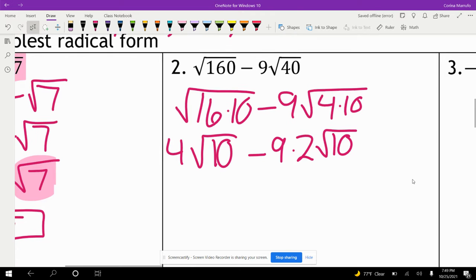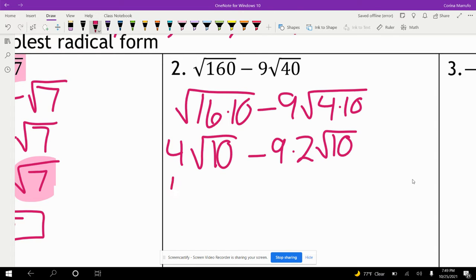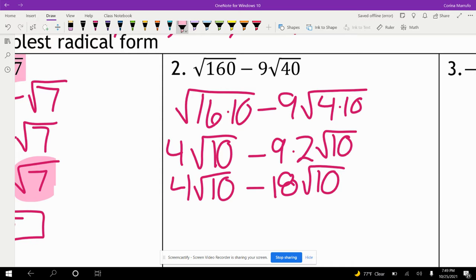I'm going to simplify this a little bit before I subtract them. We have 4 and the square root of 10, minus 9 times 2, which is 18, and the square root of 10. This is kind of like saying you have 4 x's and you're taking away 18 x's. So if you have 4 of these and you take away 18, we have negative 14 and the square root of 10.